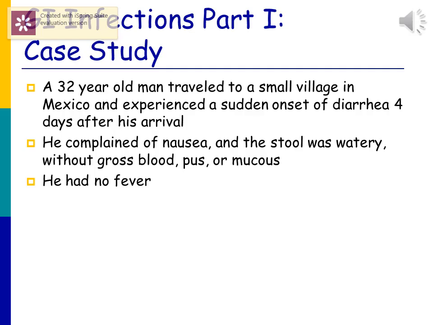So we're going to start out with a case study. A 32-year-old male traveled to a small village in Mexico and experienced a sudden onset of diarrhea 4 days after his arrival. He complained of nausea, and the stool was watery without gross blood, pus, or mucus, and he had no fever.